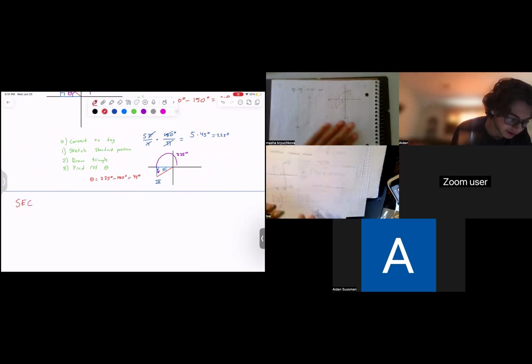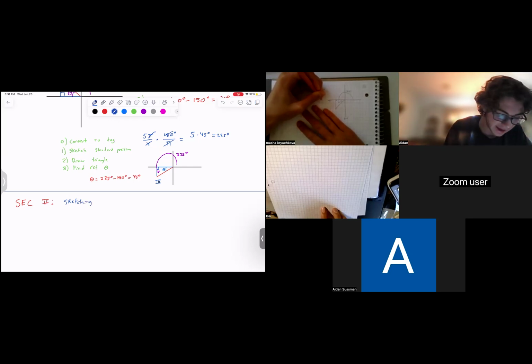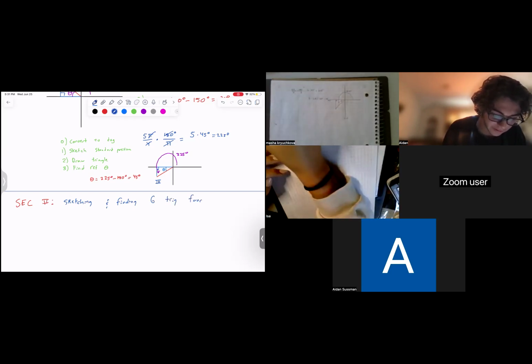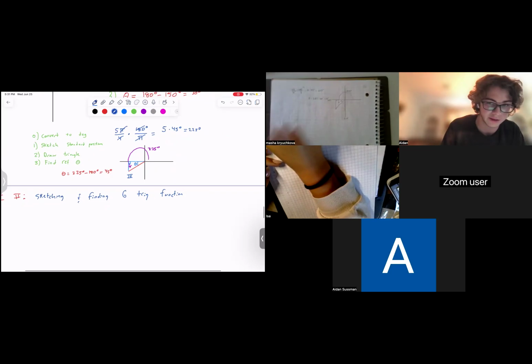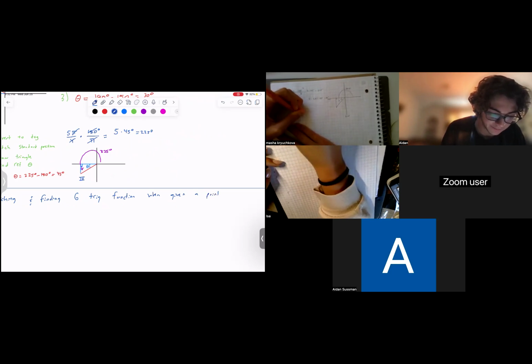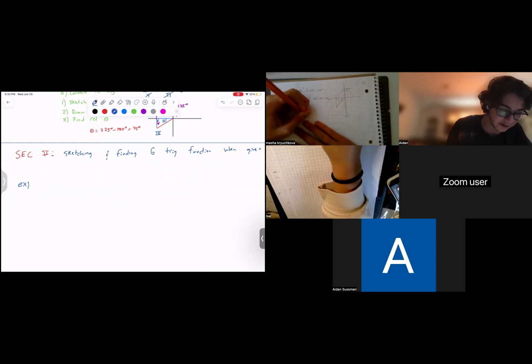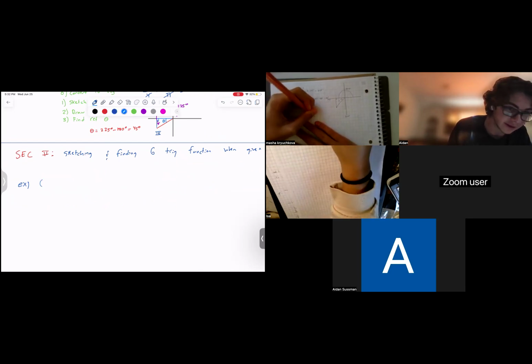So section 2, we're going to now talk about sketching and finding our 6 trig functions. Okay, so we're going to recall what we did last time when we are given a point. Okay, so let's start with this example right here. I'm going to give you the point -3, -6.